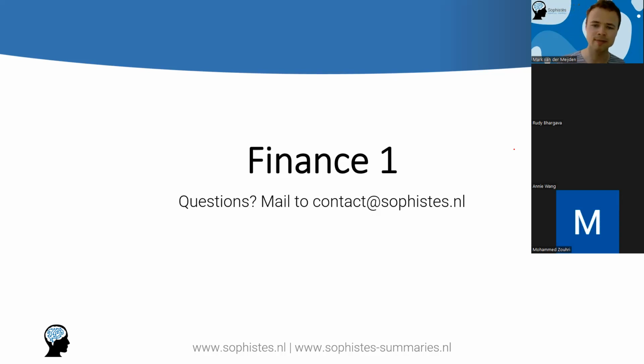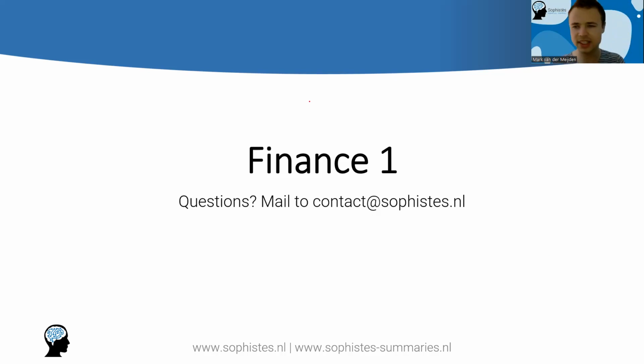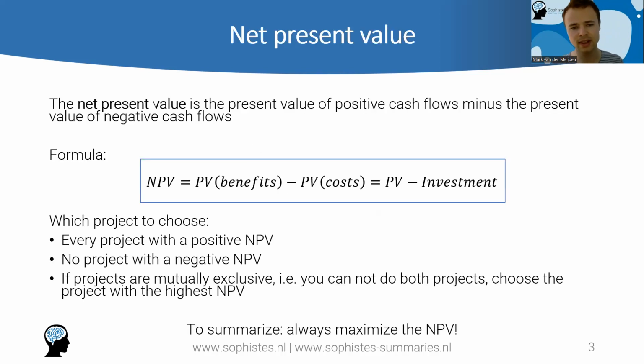So let's just start. I will send this summary afterwards to you. The first thing will be really basic. It might look a bit easy in the beginning, but I promise that it will get more difficult during this session. It starts with the net present value, and it's basically the present value of all the positive cash flows minus the present value of all the costs. You can see the cost most of the time just as the investment that you have to make to get the positive cash flows.